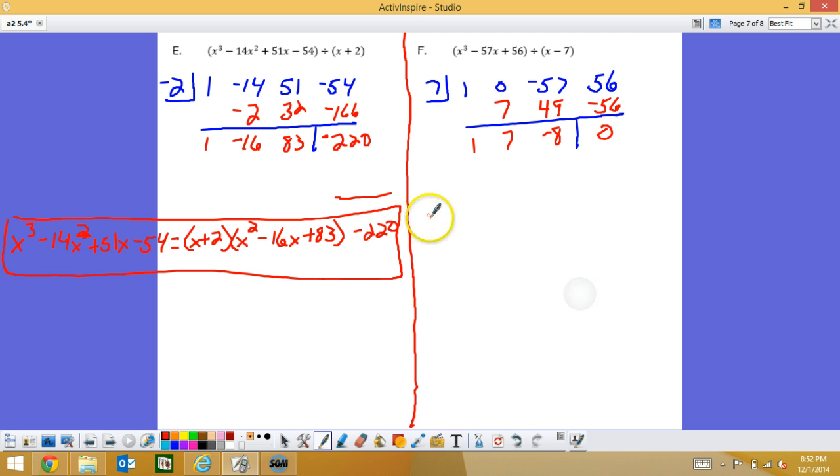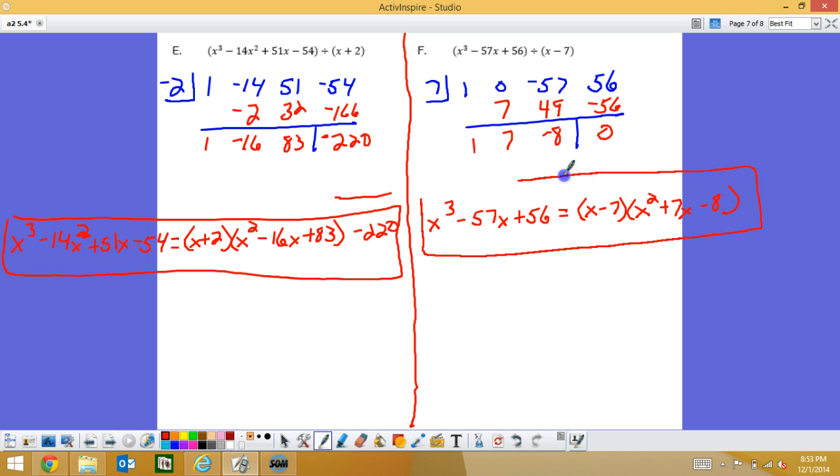So writing it in quotient remainder theorem form, we start with the dividend, x cubed minus 57x plus 56, which is equal to our divisor, x minus 7, times our quotient. Our quotient is constant, linear, quadratic, x squared plus 7x minus 8, and we have no remainder. So there is the synthetic division for polynomials.